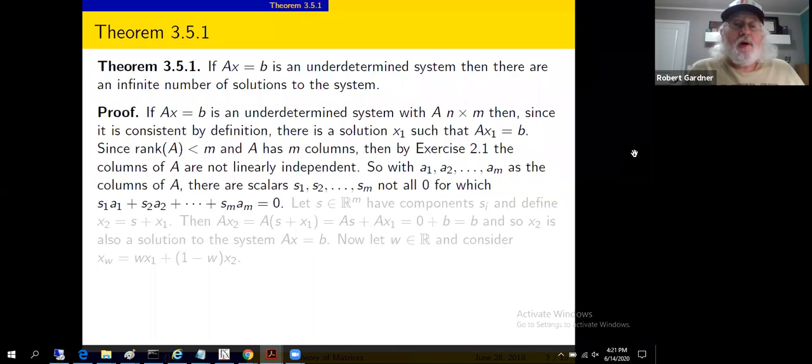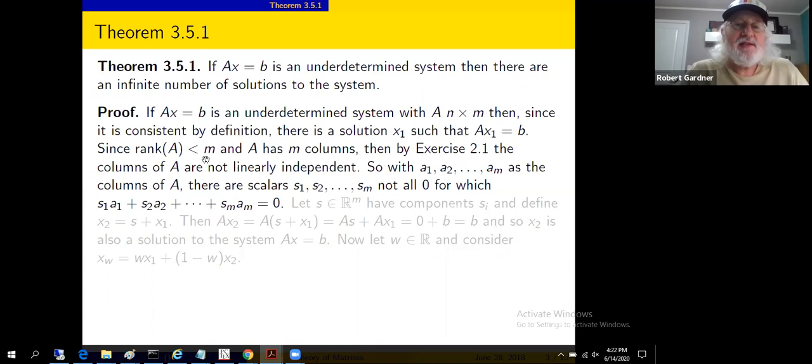All right. If AX equals B is an underdetermined system, A is n by m, then since the system is consistent, underdetermined includes consistency, there exists one solution, x sub 1. That is, there's an x sub 1 such that A times x sub 1 equals B, simply from the definition of consistent. We're going to find a second solution and use that to find an infinite number of solutions.